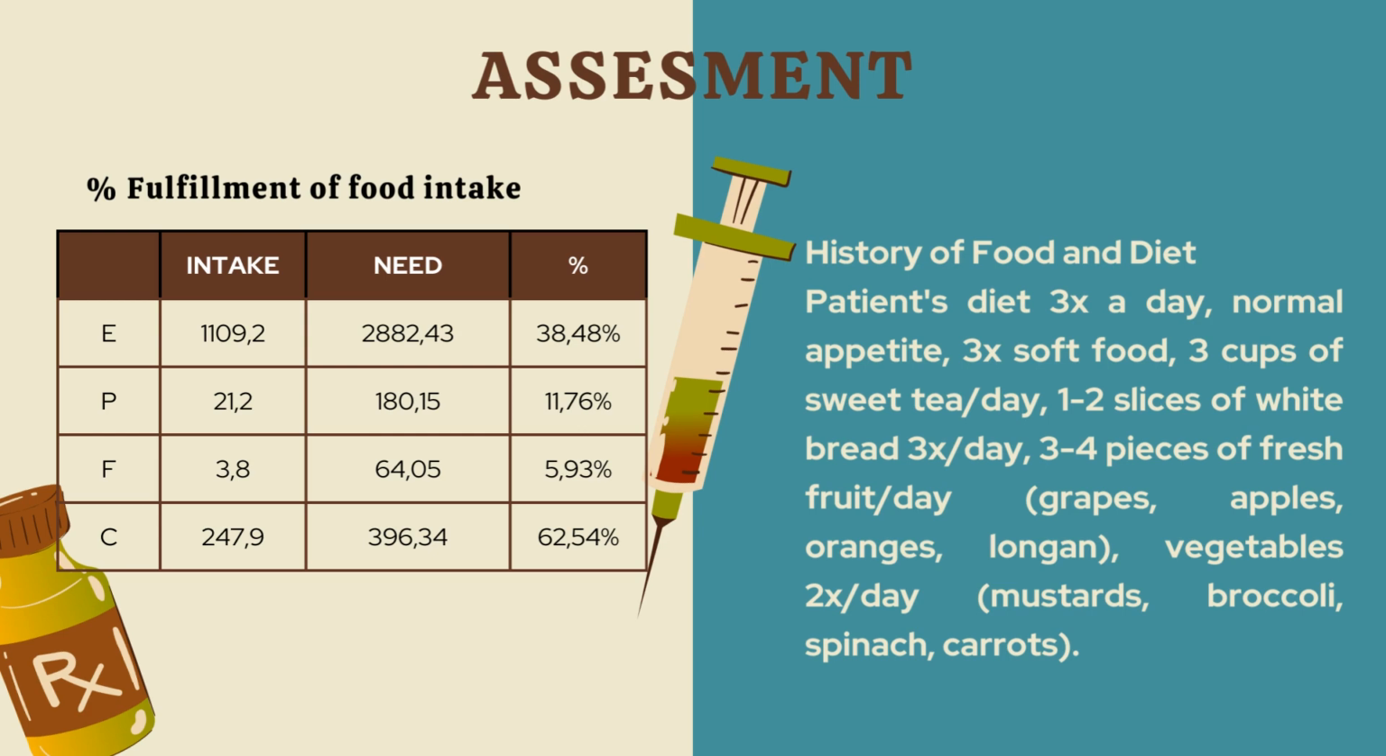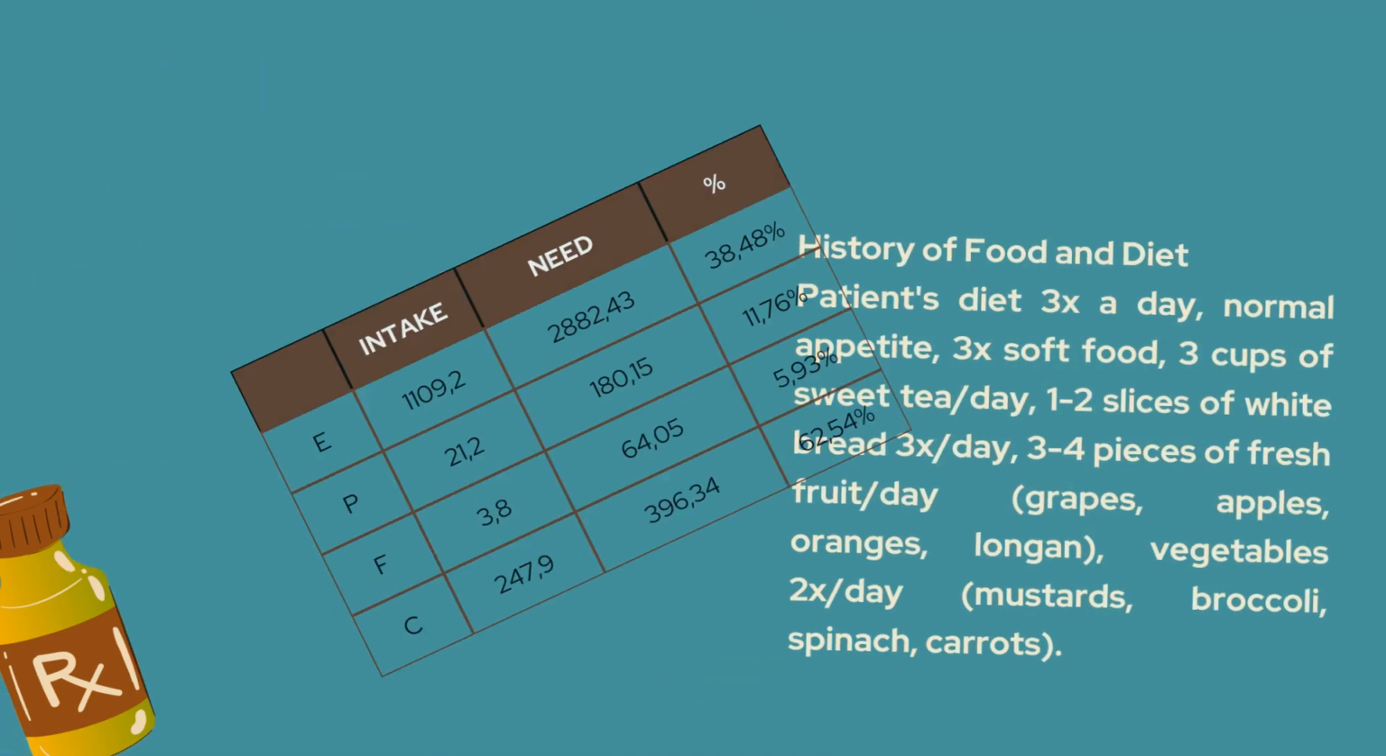Patient's diet 3 times a day, normal appetite, 3 times soft food, 3 cups of sweet tea per day, 1 to 2 slices of white bread 3 times per day, 3 to 4 pieces of fresh fruit per day, grapes, apples, oranges and longan, vegetables 2 times per day, mustard, broccoli, spinach and carrot.